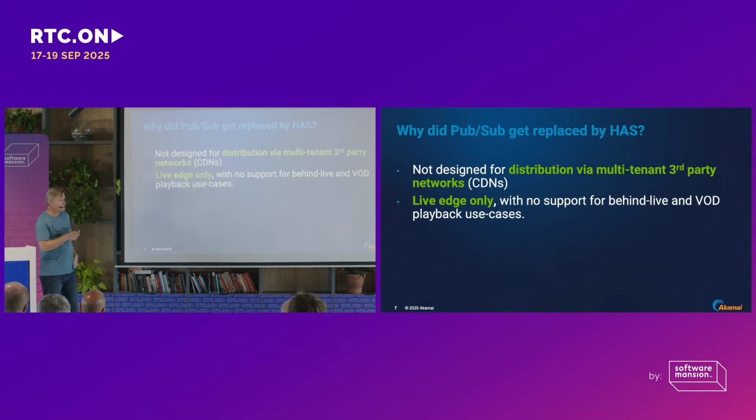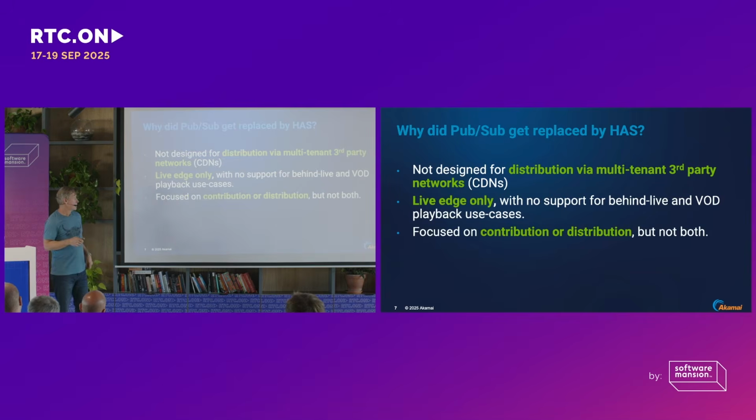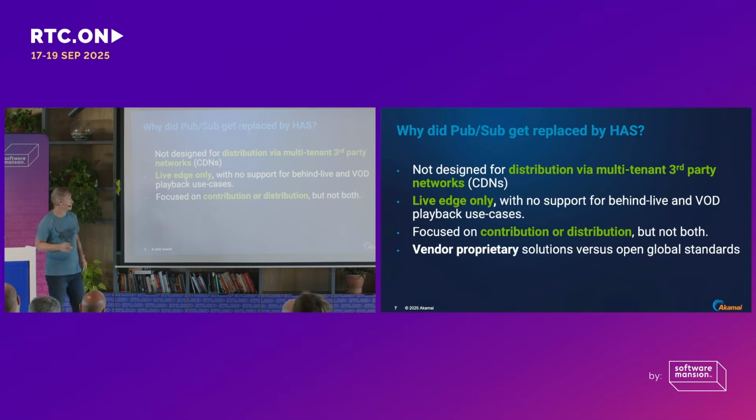It's live edge only, so typically with the systems today you couldn't rewind, or more importantly, you couldn't consume it at a slight distance behind live to be able to trade off latency for quality. They were either focused on contribution, like SRT on the one side, but we don't use it on the distribution side. There's not this uniform transport we can use across contribution and distribution.